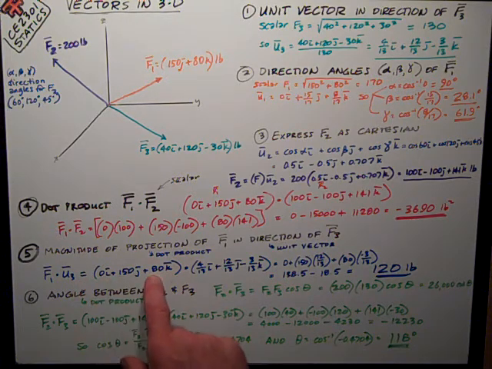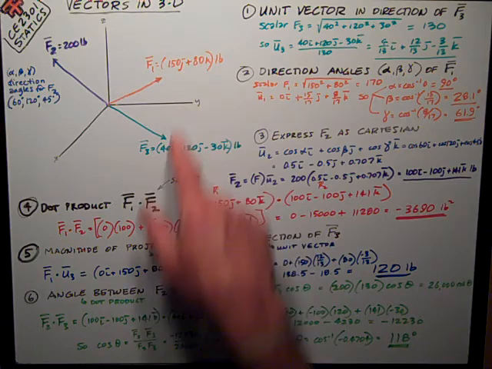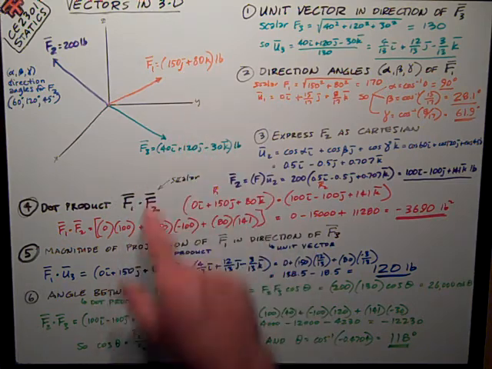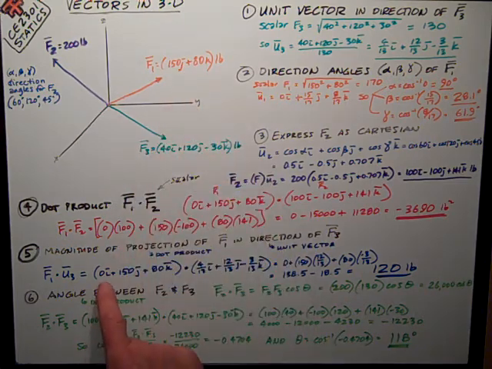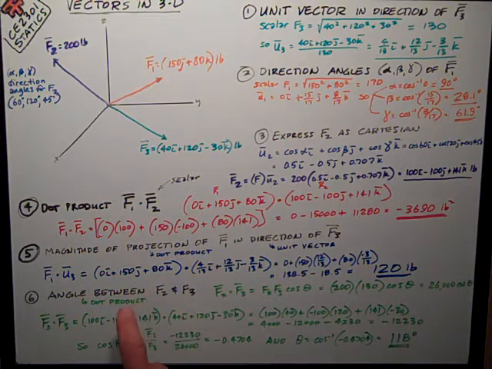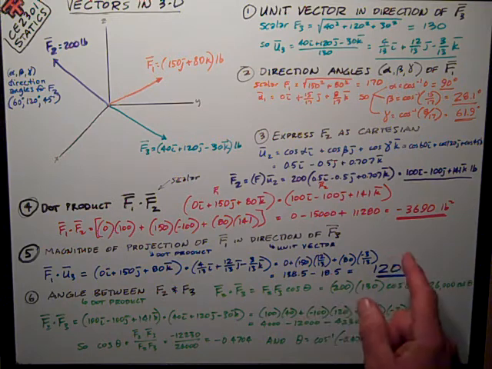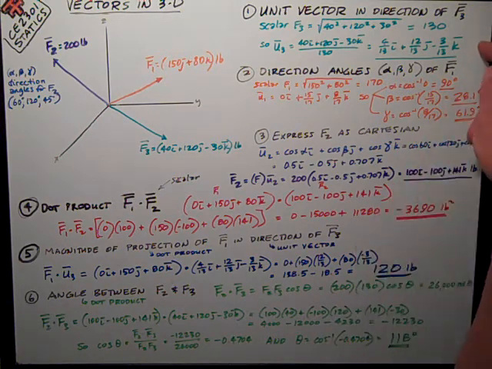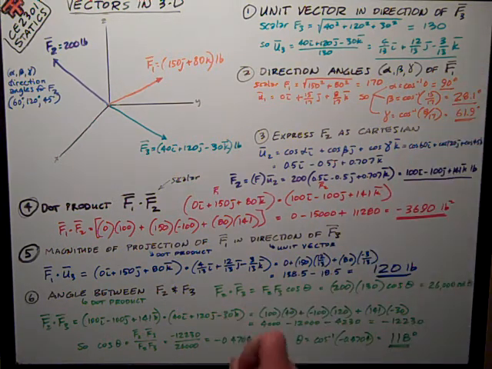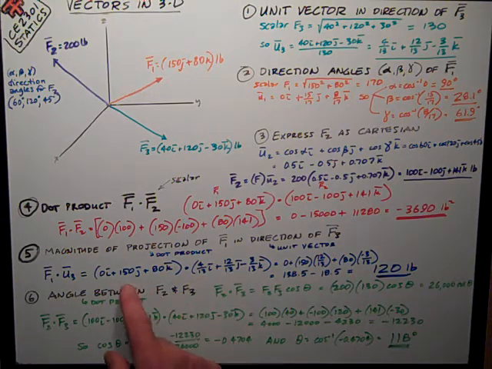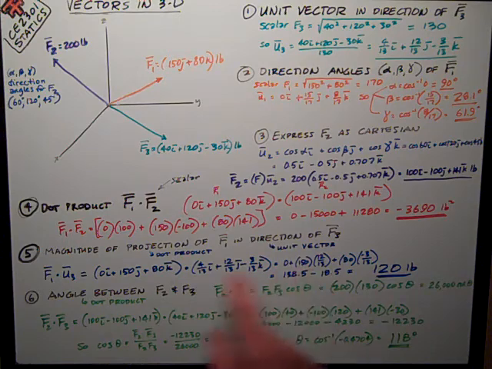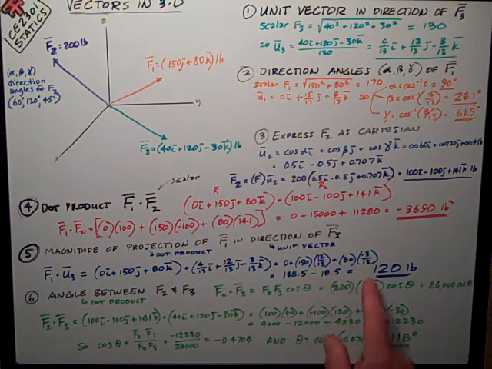So here's F1 expressed as Cartesian. Notice that I've put a 0 as a sort of a placeholder there in front of it in the I position. And I dot that with unit vector U3, which I've got from way up here. Do the math. 0 times 4/13, 0, 150 times 12/13, 80 times negative 3/13. Multiply it all out. I get 120 pounds.